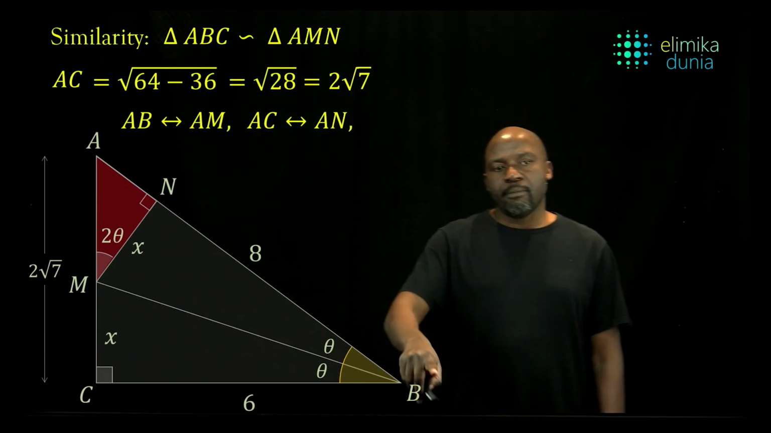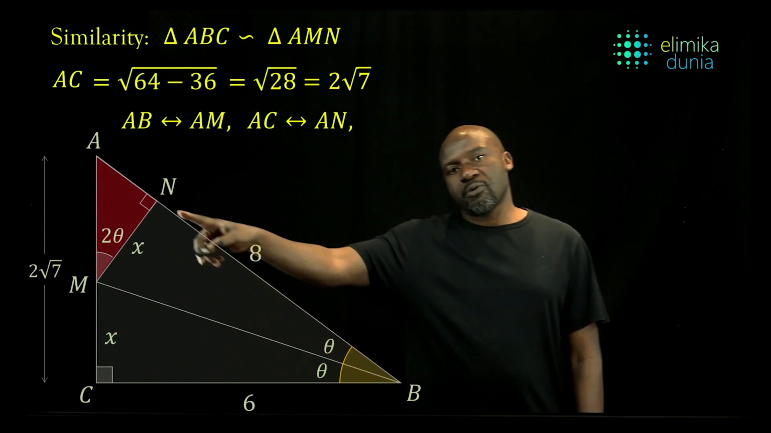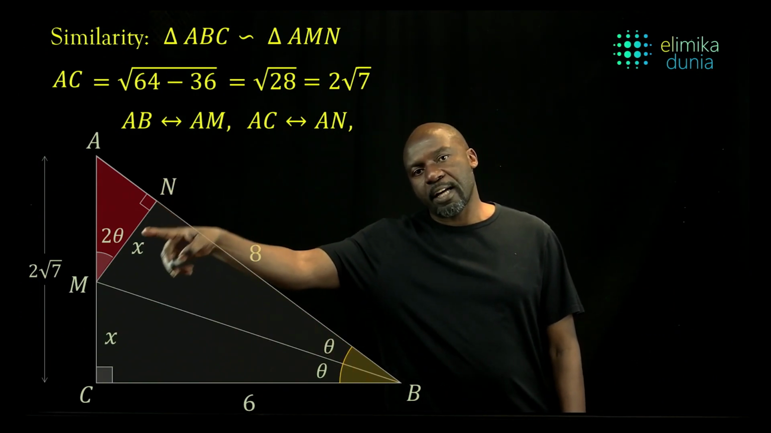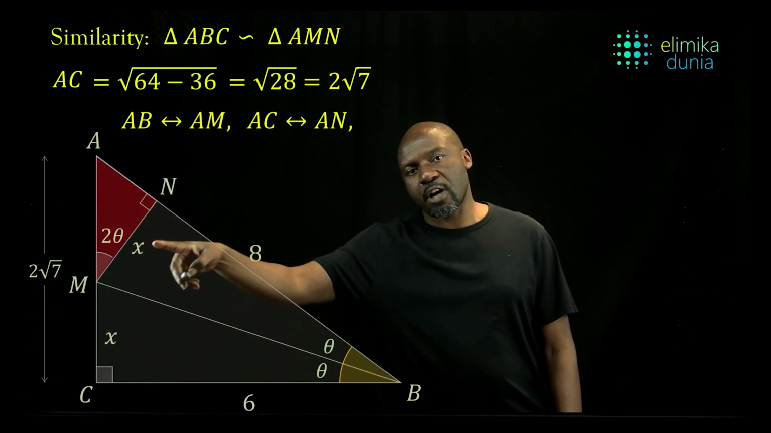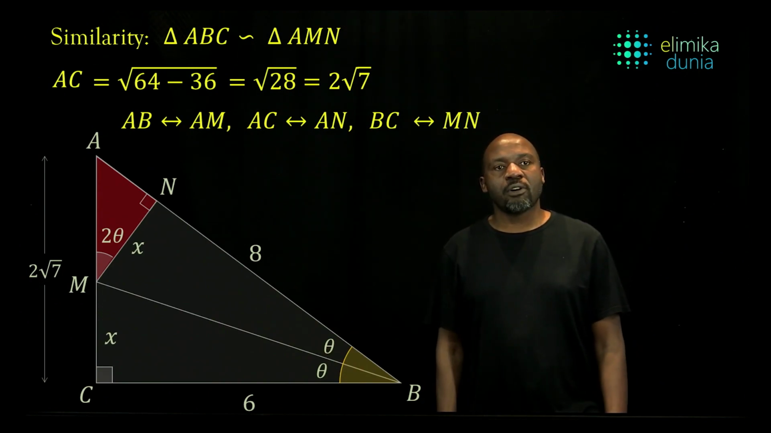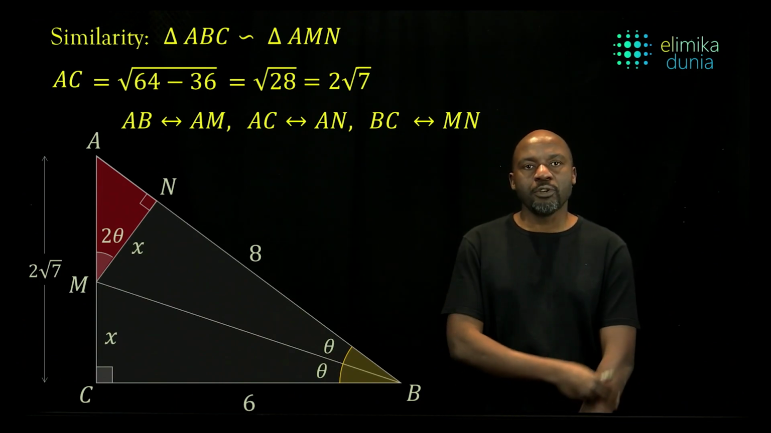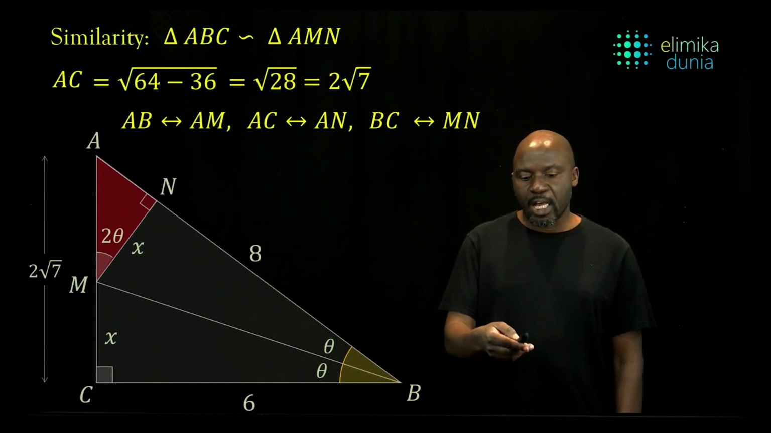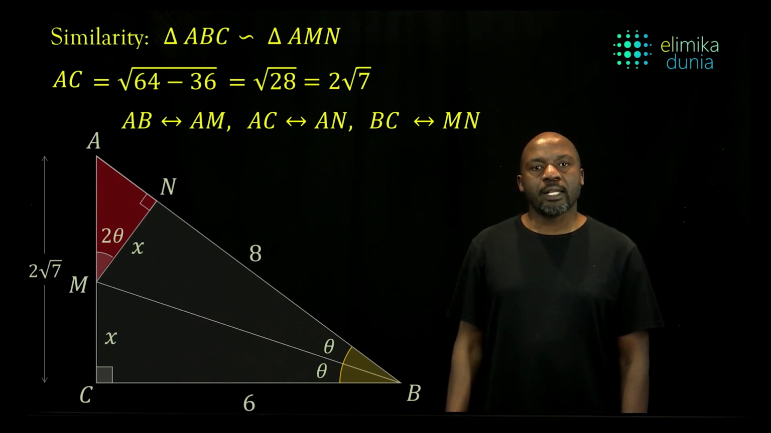And finally, the base BC on the large triangle must correspond to the base of the smaller triangle, that is MN there. So BC corresponds to MN. This is important information, because we are going to use the idea of similarity, and we need to know which sides correspond to one another. Okay? All right, let's move on.